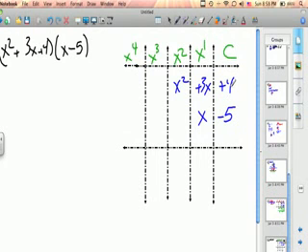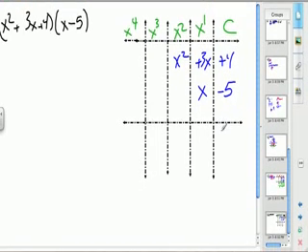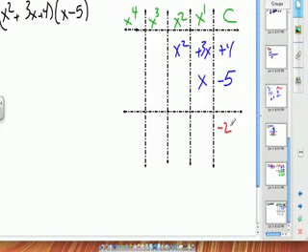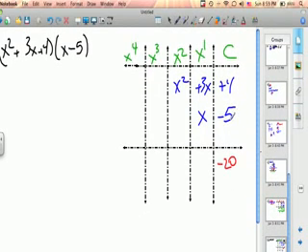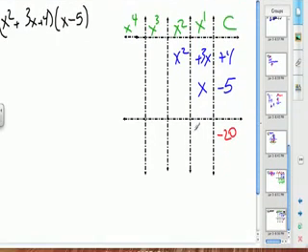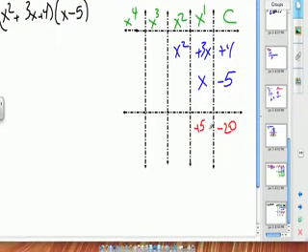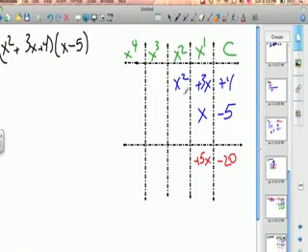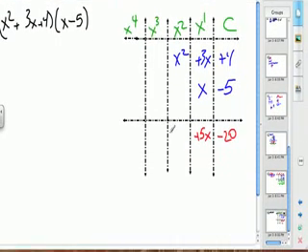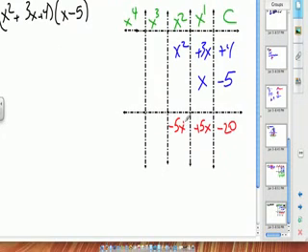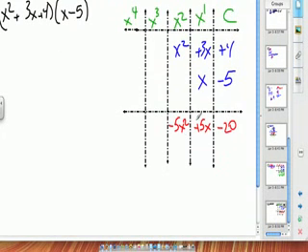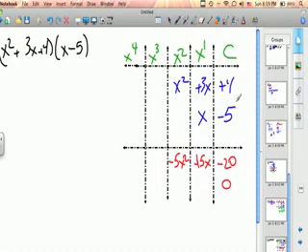So let's do that. 4 times negative 5 is negative 20. And so I'll write that in the constants column. 3x times negative 5, negative 15x. So I write negative 15x in the next column. x squared times negative 5, negative 5x squared. All right, now I put a 0 in this column because I'm not going to multiply anything by these constants anymore. So now I'm going to multiply these three terms by x.